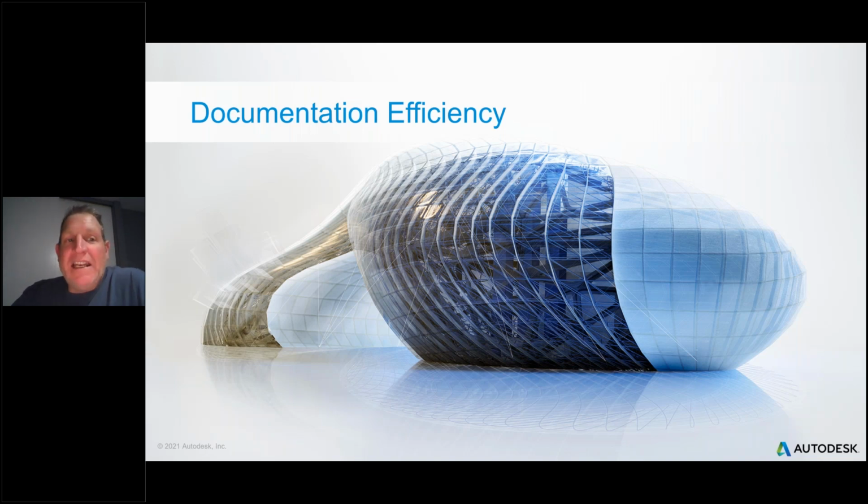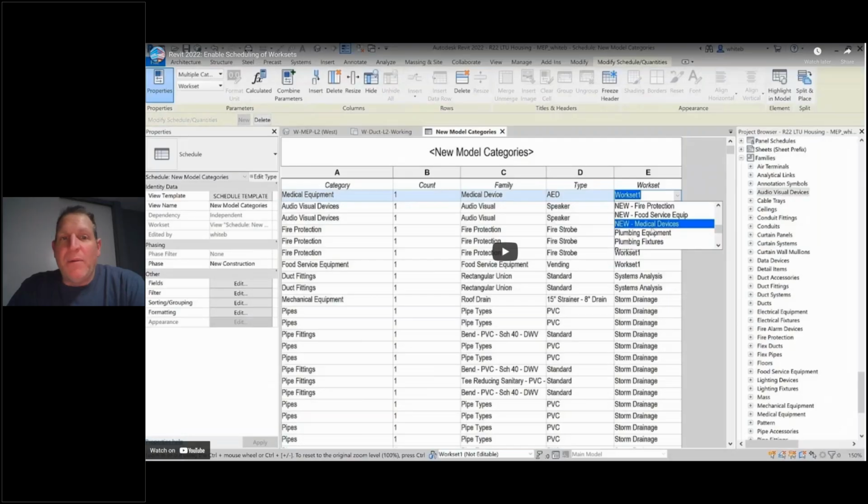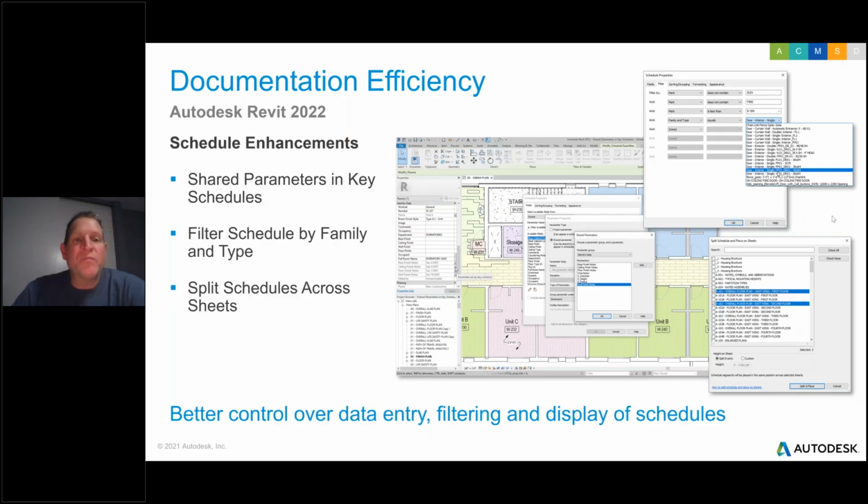Documentation efficiency. There's a lot here. This one actually got a lot of kudos last night as well. We now have the ability to make a schedule or add a category to a schedule about worksets and adding a workset parameter. So being able to basically create a schedule and filter by workset. So workset parameters are available in the material takeoffs, view list, sheet list, and title blocks. Cool new functionality there. This shows you how to do it. I'm going to skip. I think it's probably pretty self-explanatory on how to do that.